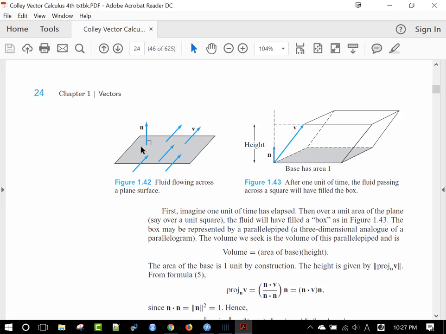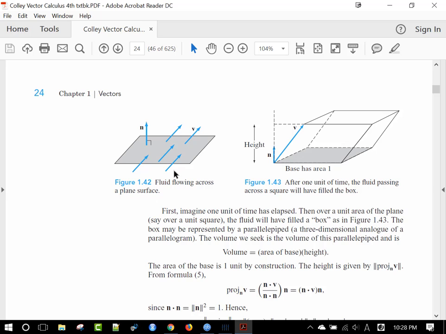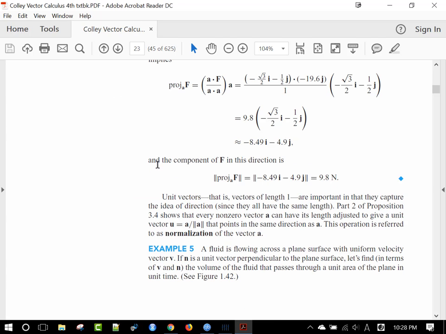This is the normal to the plane, and this is the fluid, or the flow of the fluid. So a fluid is flowing across the plane surface with uniform velocity. So it means the velocity is not changing and it's the same everywhere in the plane. If n is the unit vector perpendicular to the plane, it's this n, let's find the volume of the fluid that passes through a unit area of the plane in a unit time.